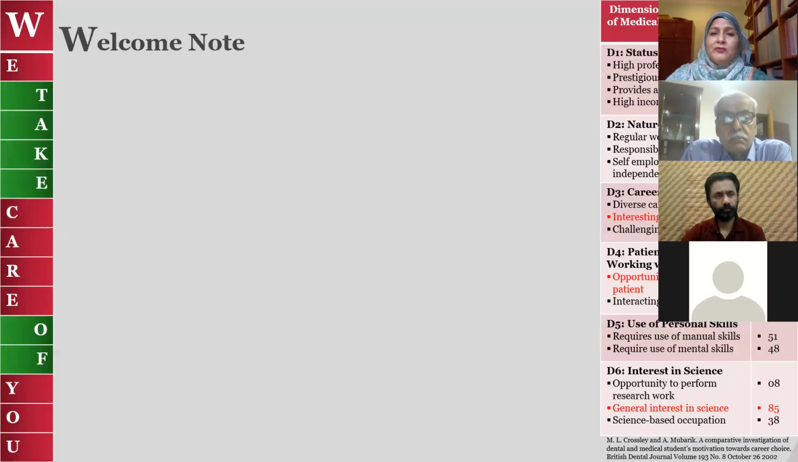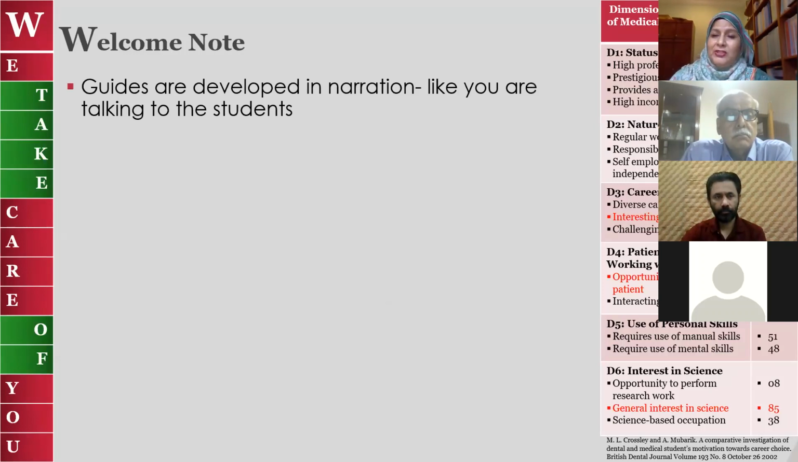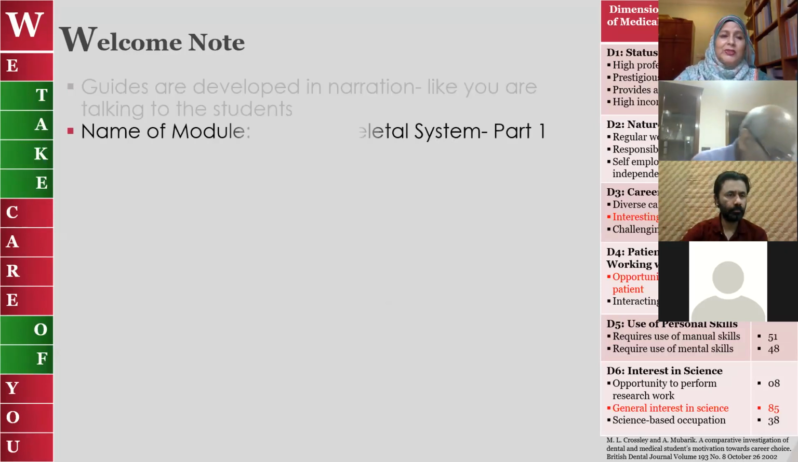What are the components of a study guide? The acronym we use over here is "We Take Care of You." Sorry, it was just coined to ensure that we don't miss out anything in the presentation. So W stands for the welcome note. Guides are developed in narration, so it should be more like a storytelling thing, so that the students can engage in it directly, like you are talking to the students.